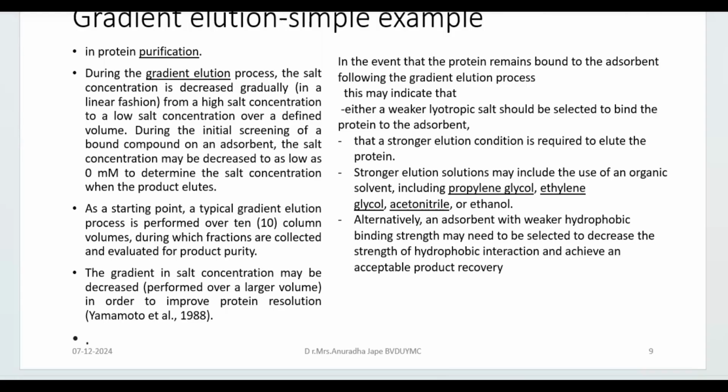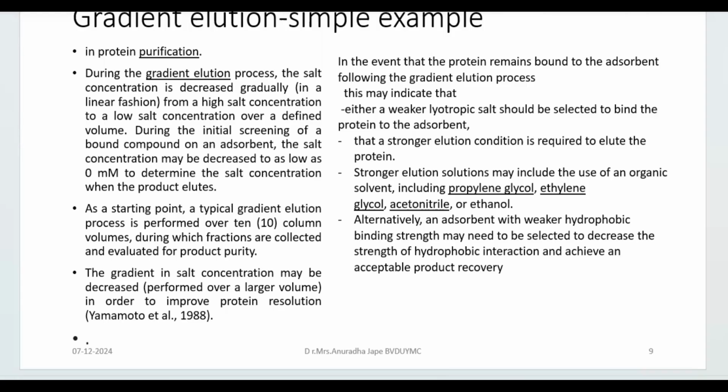So here, let's look into the example. The salt concentration is decreased gradually, as in a linear fashion. They are not random changes. 10, 9, 8, 7. There is a continuous linear decrease in the concentration from high salt concentration to low, in a defined volume. Right?